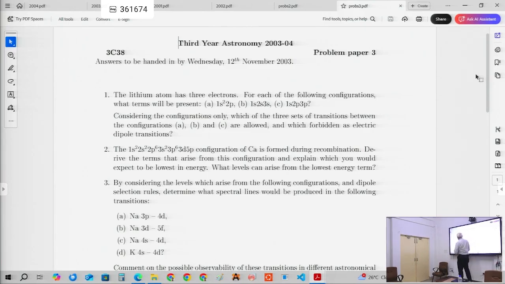So the question says a lithium atom has 3 electrons and they can be present in the following configurations: 1s² 2p, 1s 2s 3s, 1s 2p 2p. So we've got 3 possible configurations, and I'm going to write them down here.